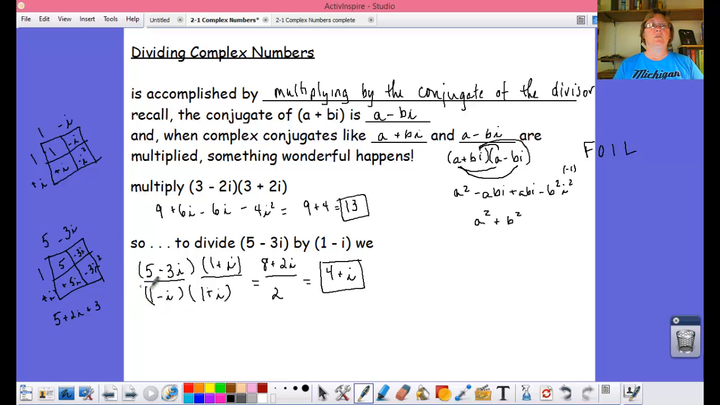Here's my work for that. I multiplied 5 minus 3i times 1 plus i using the box method here. Remembering that i squared down here is like multiplying by negative 1. So that makes that positive 3. I did the box method for the denominators here. Again, that negative i squared acts like positive 1. So the denominator of 1 plus 1 is 2. 2 cancels into both 8 and 2, so we can reduce here, and the net result is 4 plus i.